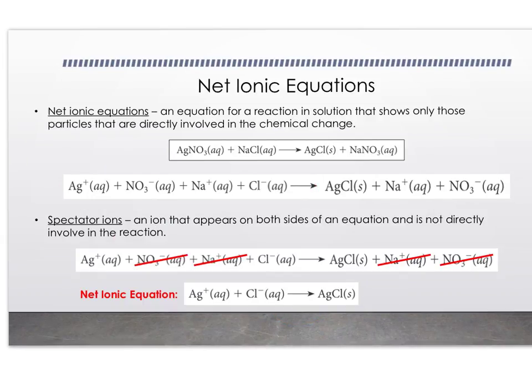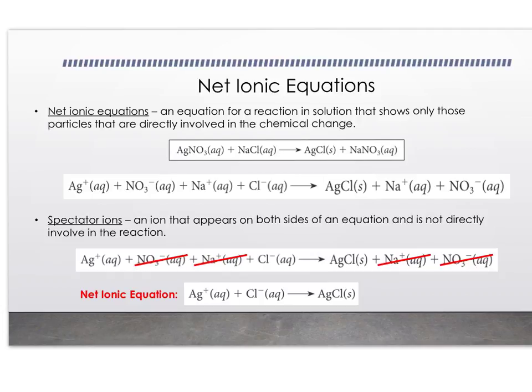A net ionic equation is an equation for a reaction in solution that shows only the particles that are directly involved in the chemical change. Remember, dissolving is a physical process, so we need to eliminate any physical aspect occurring here. The only thing that we are worried about is forming the complete net ionic equation to show the chemical reaction that is occurring within the water.